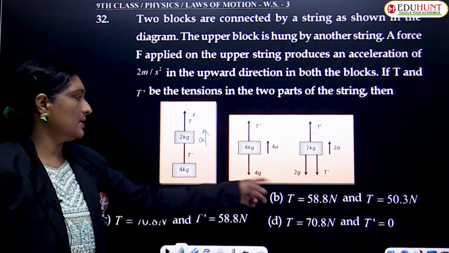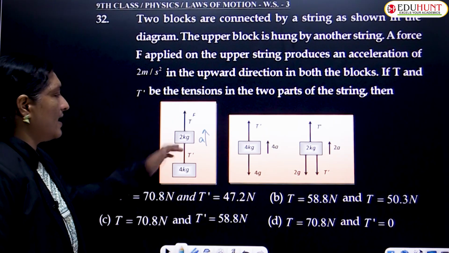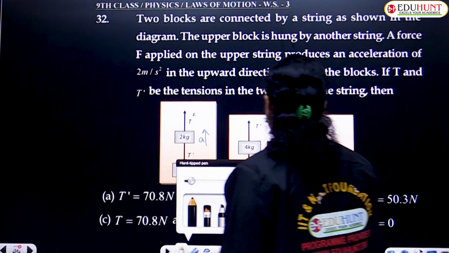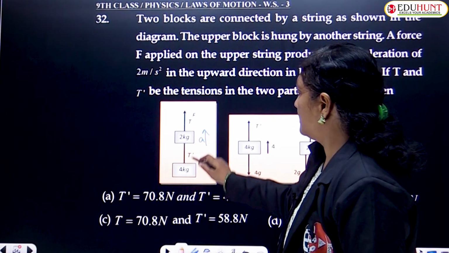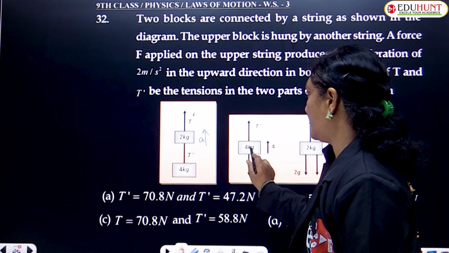Okay, some small mistakes are there. Let us correct them later, children. You are asked to find the tensions T as well as T dash. Before working it out, we'll have some small corrections, children. If you look back, this is a 4 kg mass. Separately it was given, this is a 4 kg mass.